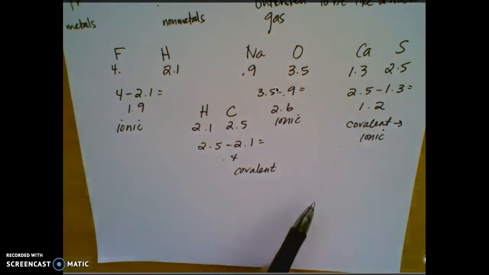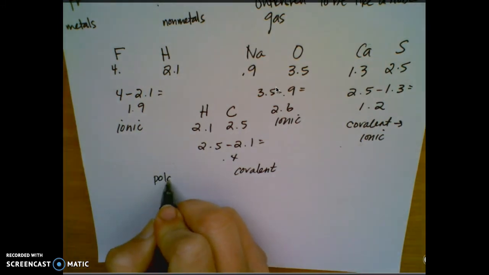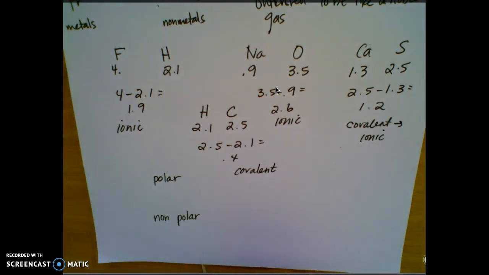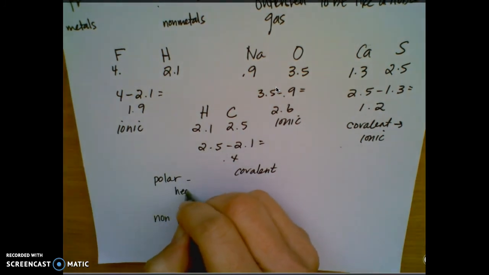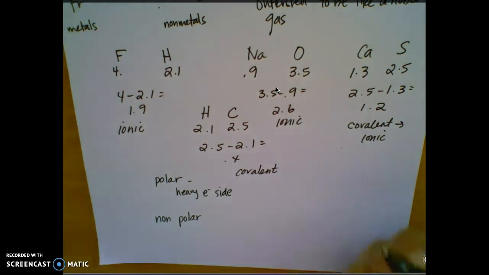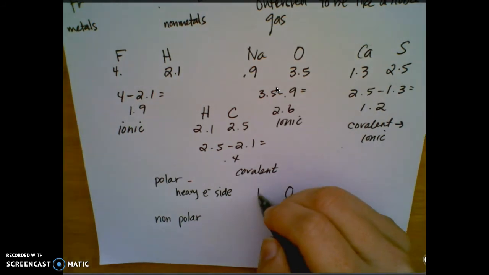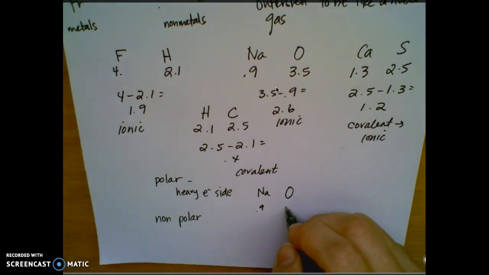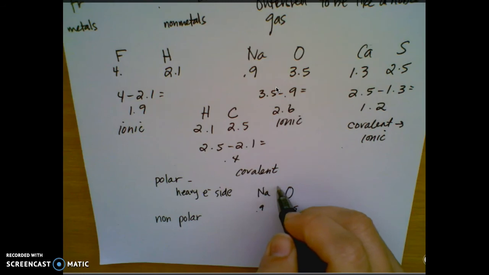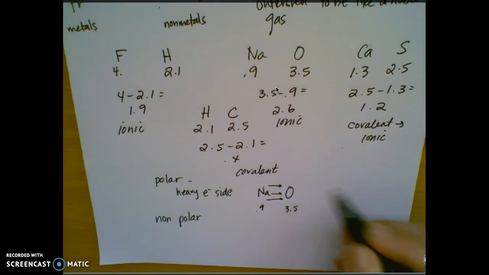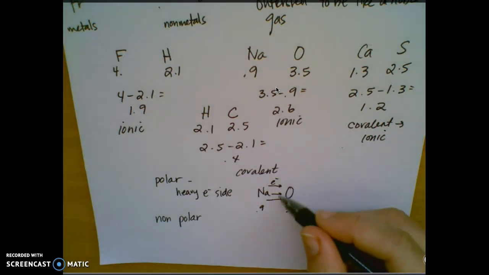We also discussed the fact that some elements might be polar and some elements might be nonpolar. Elements that are polar just means that they're going to have a heavy electron side. That's going to be kind of like oxygen and sodium. Sodium has a 0.9 electronegativity and oxygen has a 3.5. So the electrons are going to want to flow to that side. They're going to want to go toward the oxygen because the oxygen is more attractive.